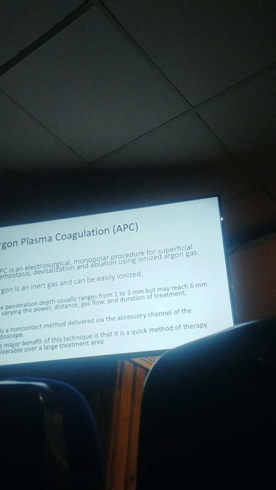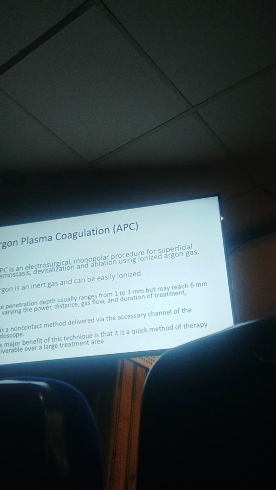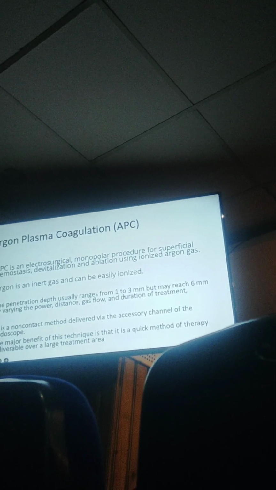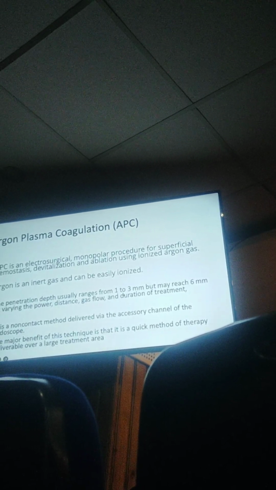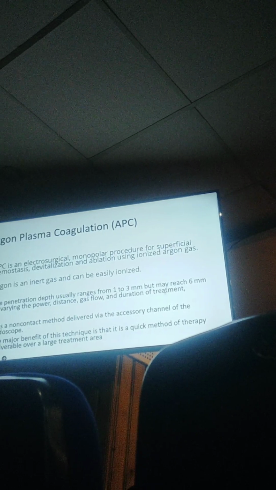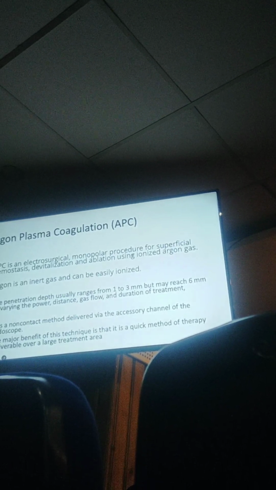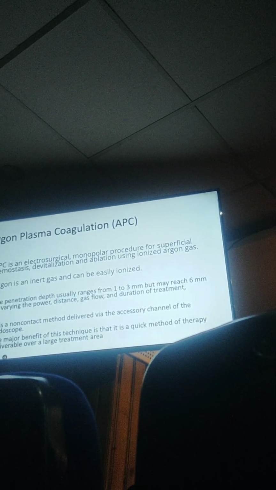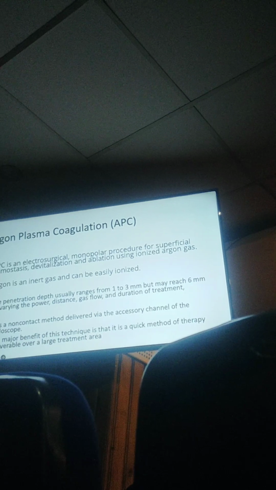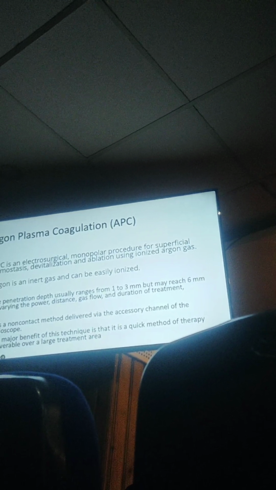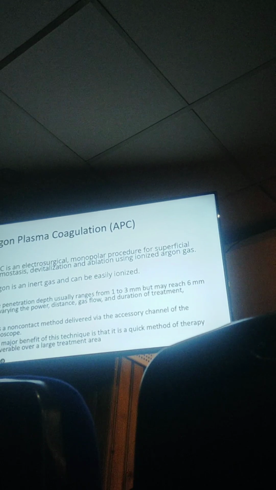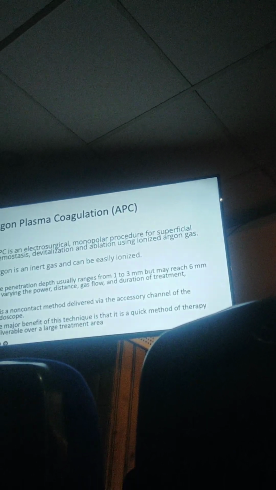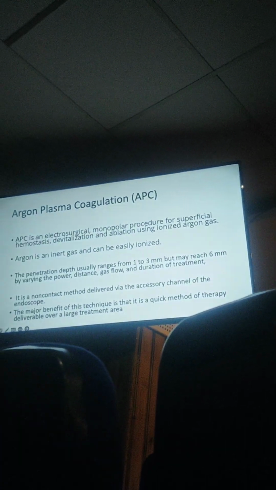So at that time, in that area, APC can be used because the penetration range is usually 1 to 3 mm only. So only a superficial effect will be there in argon plasma coagulation. What does it do? Argon is an inert gas and it can be easily ionized. The current actually flows through the ionized argon gas, not directly to the tissue, and that helps us keep it superficial only. So there is no heat dissipation beyond 3 mm.